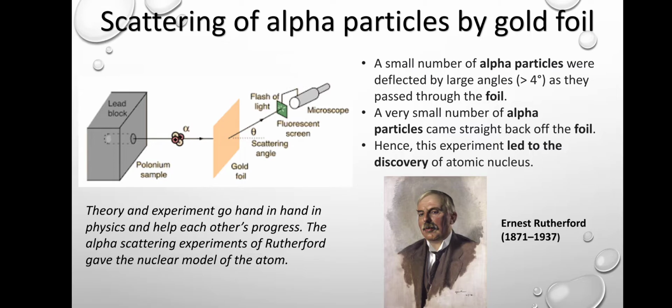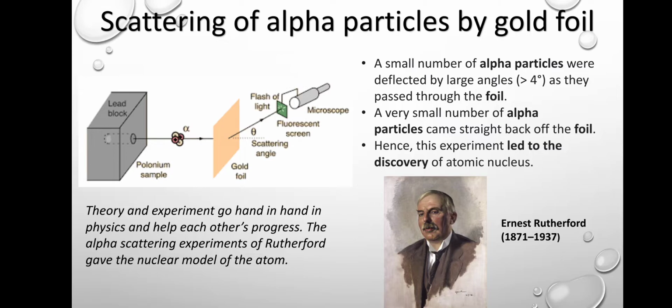So what he said, now suppose this is an arrangement. There's a microscope, there's a fluorescent screen, then there's gold foil, this is the polonium sample, and there's a black block. Now, a small number of alpha particles were deflected by large angles, that is greater than 4 degrees, as they passed through the foil. A very small number of alpha particles came straight back off the foil. Hence, this experiment led to the discovery of the atomic nucleus.